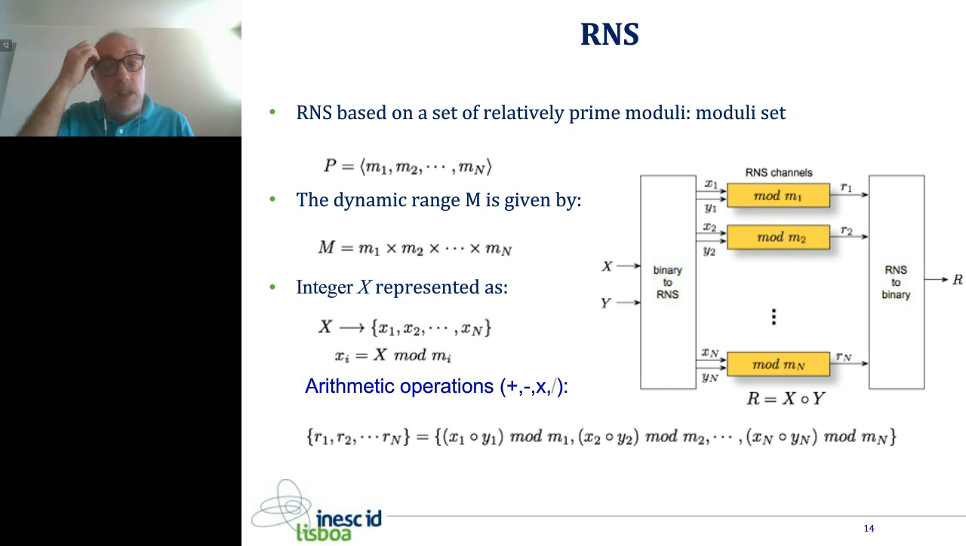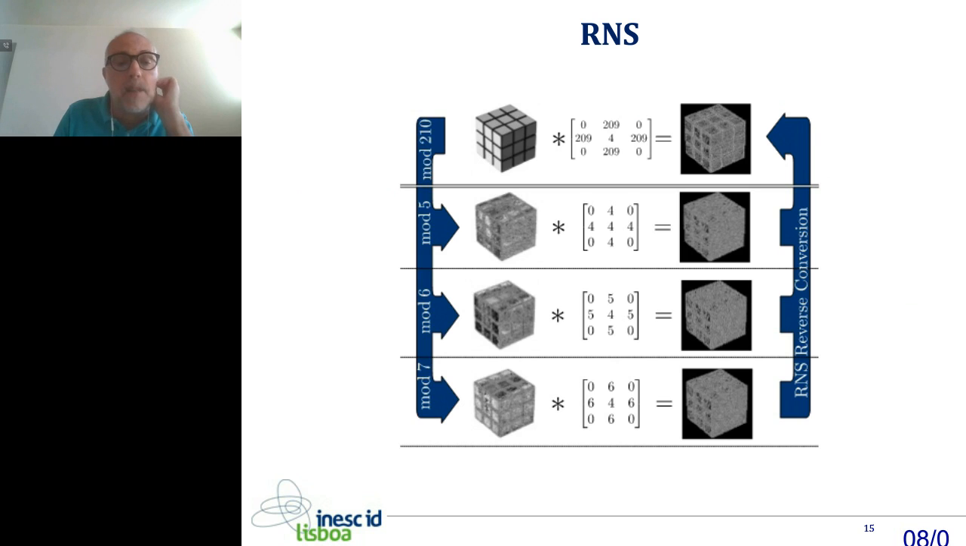If you do division and also non-linear operations like comparison, sign detection and overflow, it's difficult to do because you have inter-modulo operations, and you don't have the benefits that you have for the basic multiplication, addition, and subtraction operations. So this is just an example that you see in a picture.